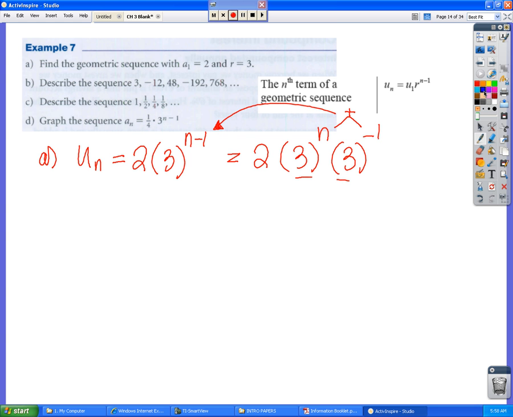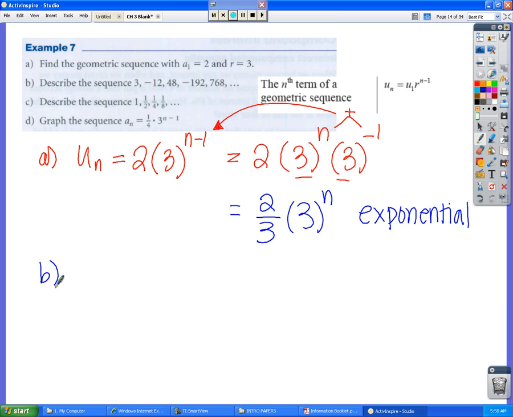So really, the other way that you would see this, 3 to the negative 1 is 1/3, so I would do 2 divided by 3 times 3 to the n. And you'll notice that this looks like an exponential function. A geometric sequence is essentially an exponential function. All right, so describing the sequence, just making sure you understand the concept of the r. You're essentially looking for the value that multiplies to get to here. In this case, you're multiplying by -4.